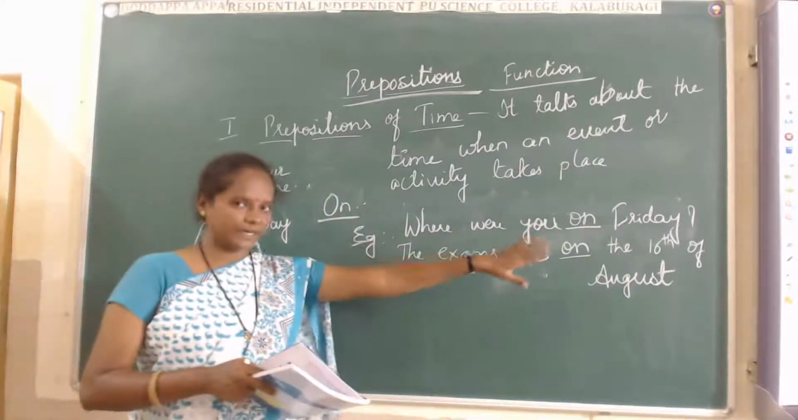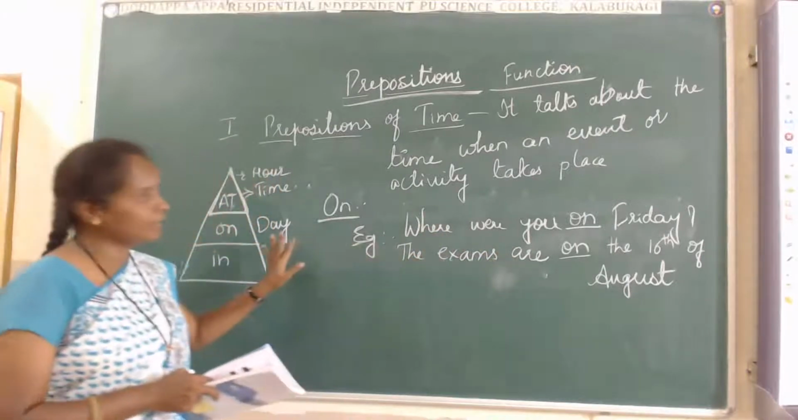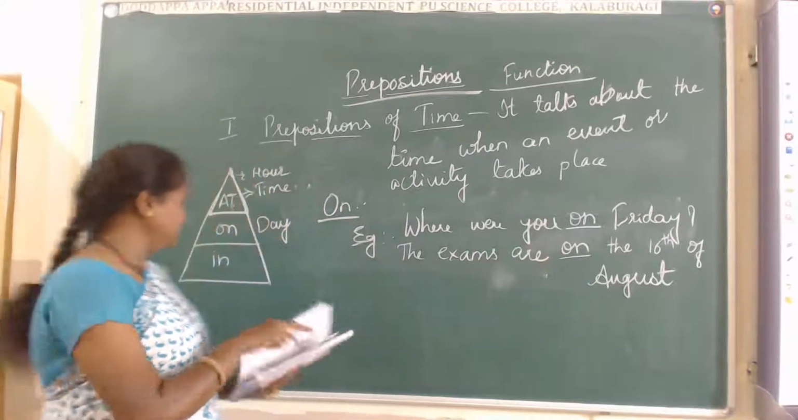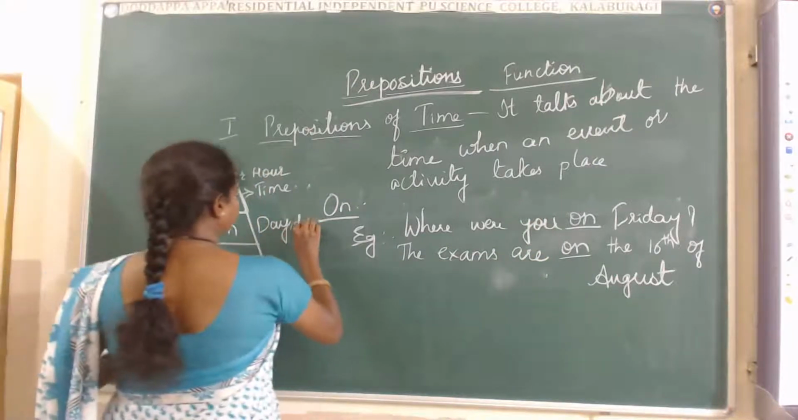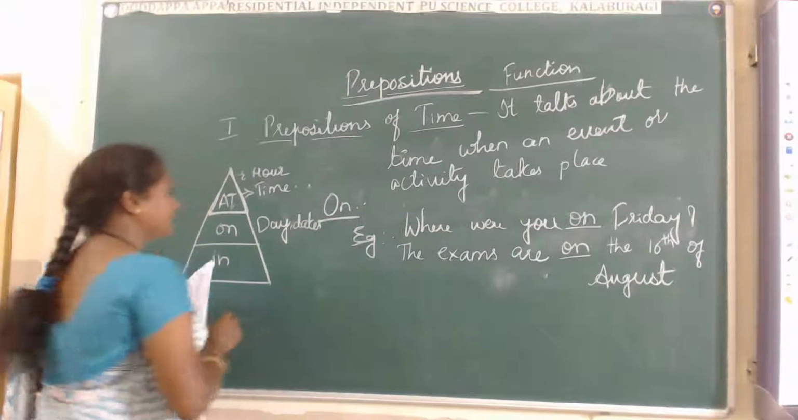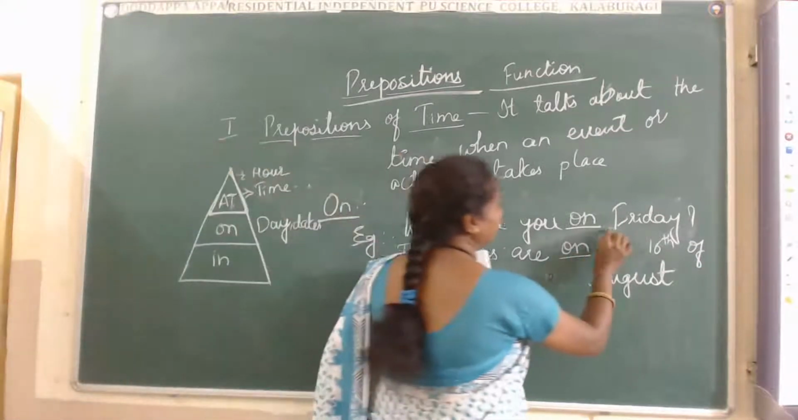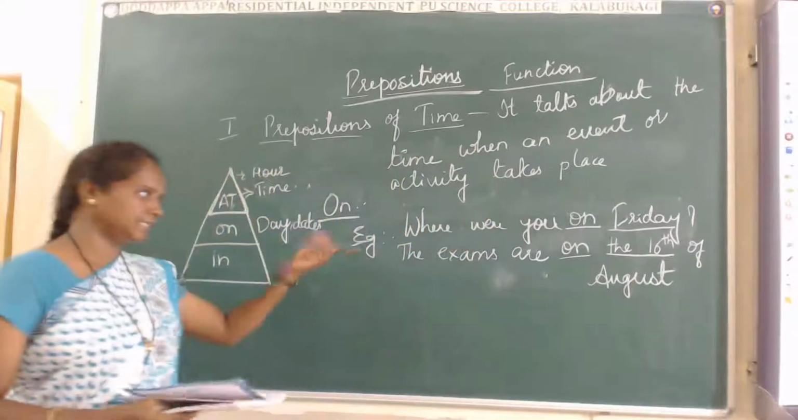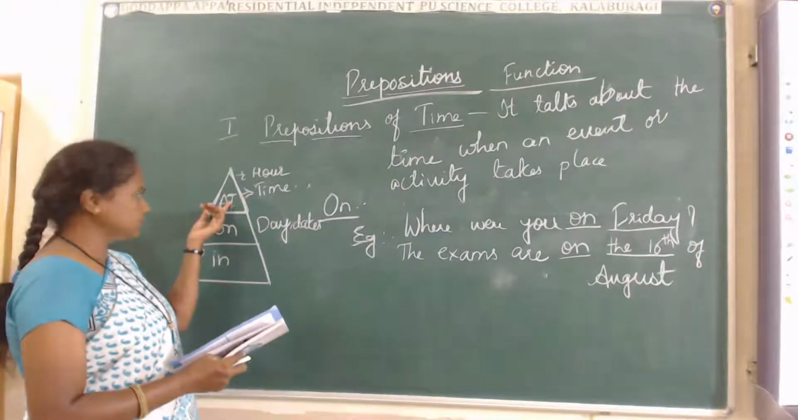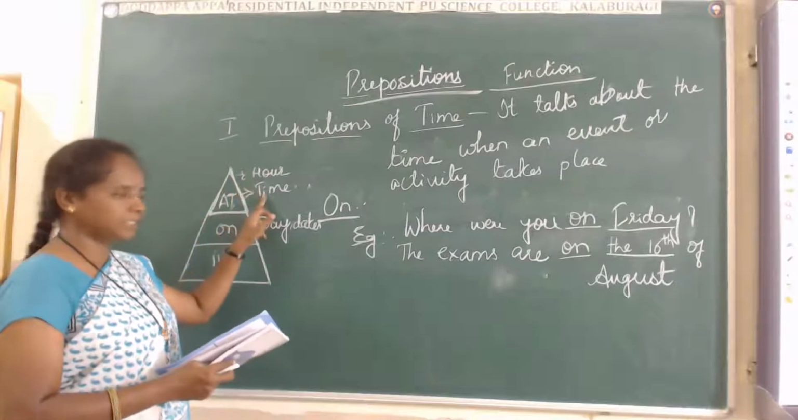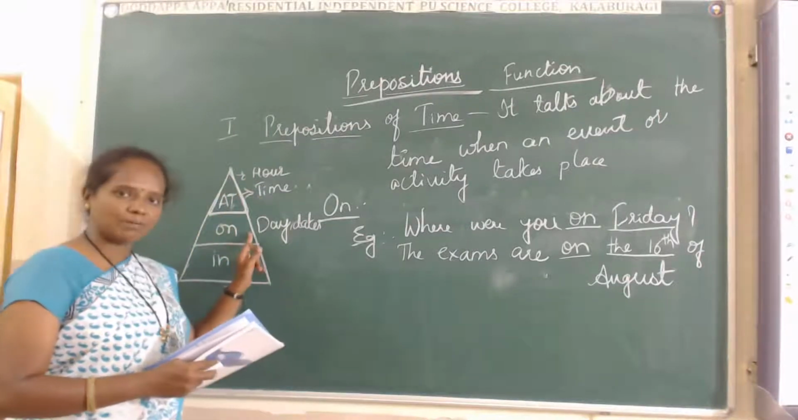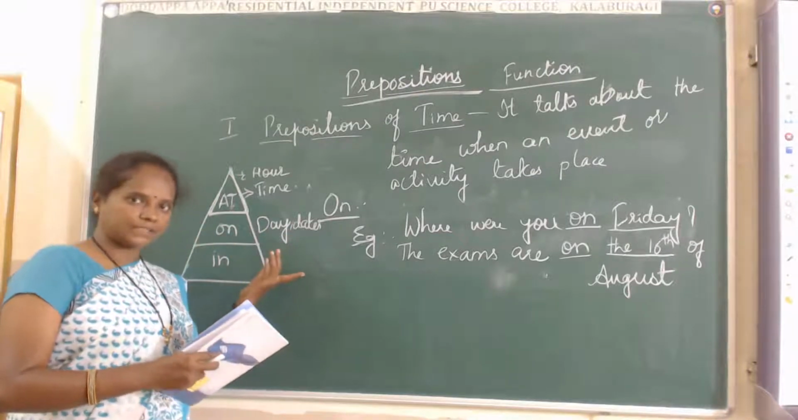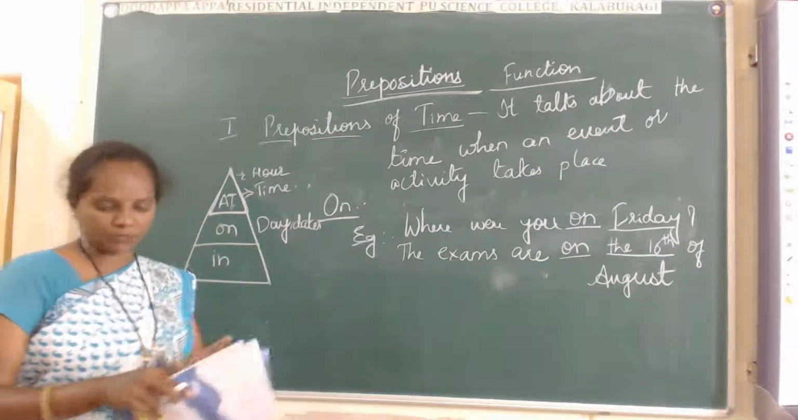Where were you on Friday? We are talking about a particular day, and about days and dates. Friday, the 16th of August. 16th, that is a date. "At" is talking about hour and time. "On" is talking about day and dates. Are you clear? Shall we go for the next?